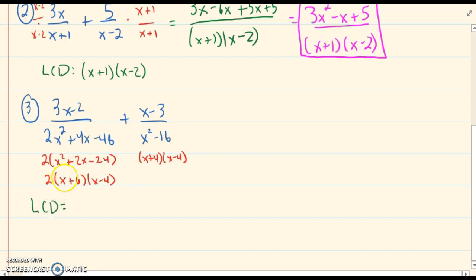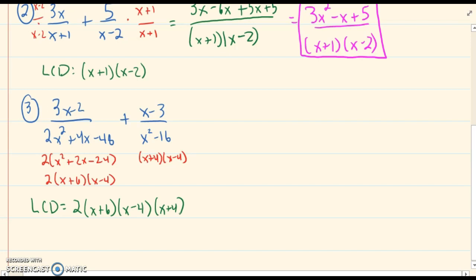And I do have a number in front. I've got a 1 in front of here and a 2 in front of here. So together, the smallest I can make those is a 2. I've got an x plus 6 that only shows up once in any of the factors. I've got an x minus 4 that shows up in both the factors, but it only shows up once in each. So I'm not going to consider it squared. I'm just going to write it out as x minus 4. And then my other factor is x plus 4. That's a big, huge LCD.